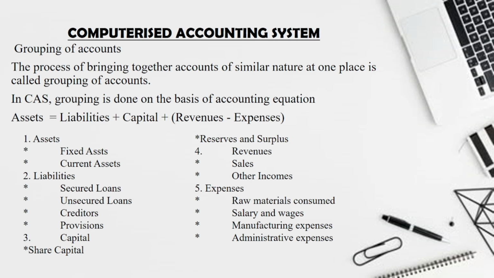Grouping of accounts as per the computerized accounting system, 5 groups are there. Asset, which includes fixed asset and current asset. Liability, which includes secured loan, unsecured loan, creditors, provision. Capital includes share capital, reserve and surplus. Revenue includes sales and other incomes. Expense includes raw material consumed, salary and wages, manufacturing expense, and administrative expense. And it is the classification based on the accounting equation. Asset is equal to liability plus capital plus revenue minus expense.